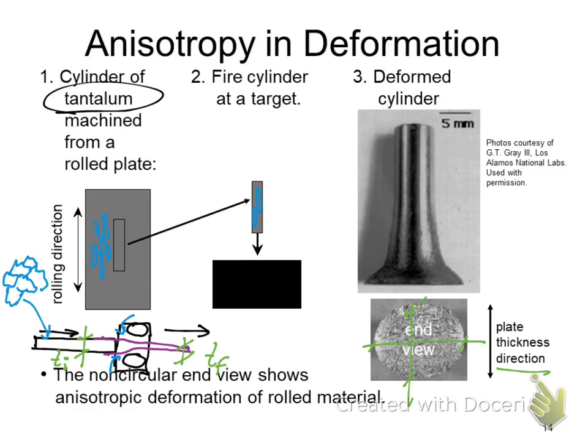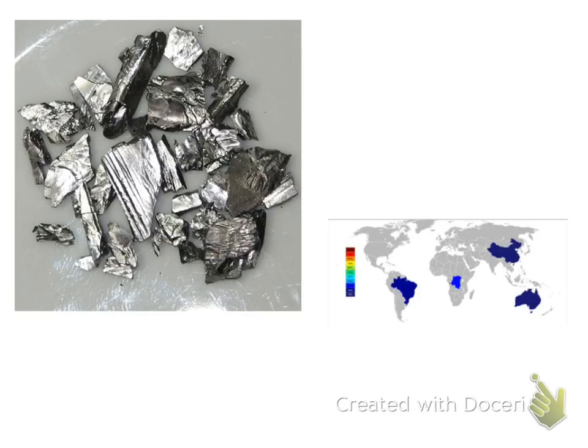And we see that this material certainly did not behave isotropically. Okay, let's move on a little tiny bit. Oh, by the way, here's tantalum. It's found in these particular countries of the world, not here in the U.S.